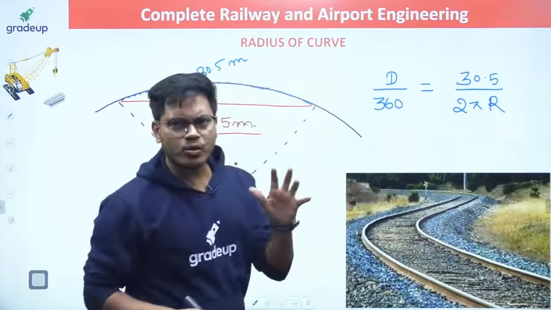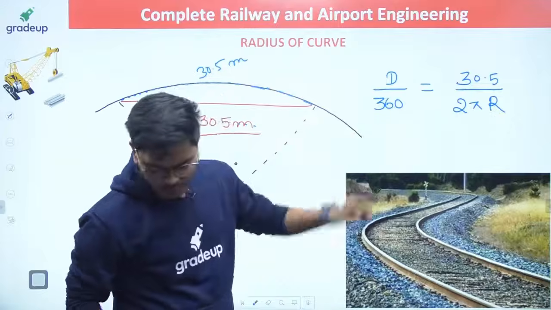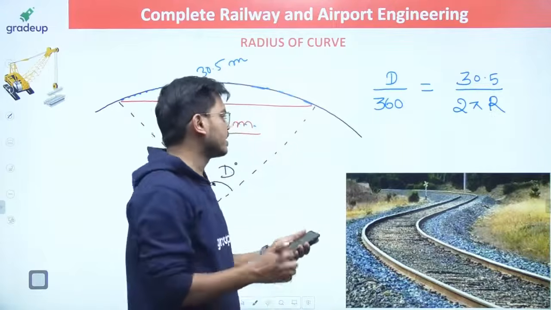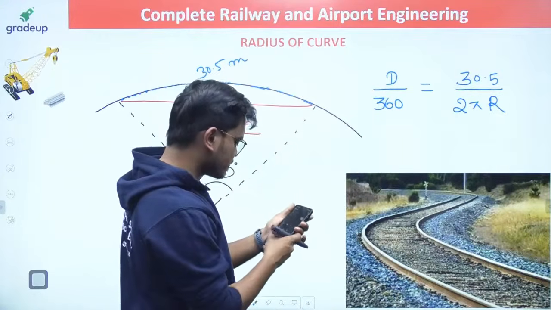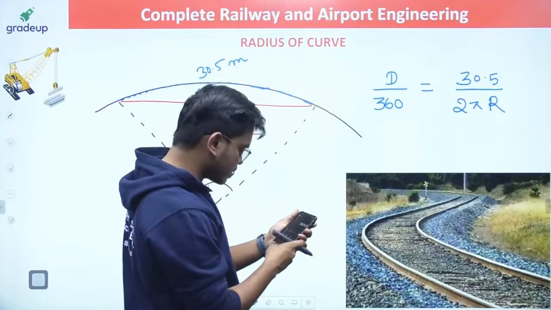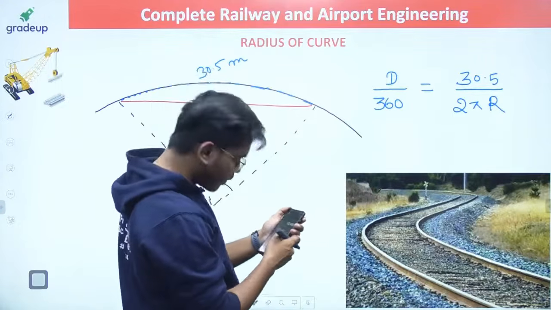Can you quickly let me know, guys, how much you are getting from here? Let me see, I will also calculate. So this is 360 multiplied by 30.5 divided by 2 pi.